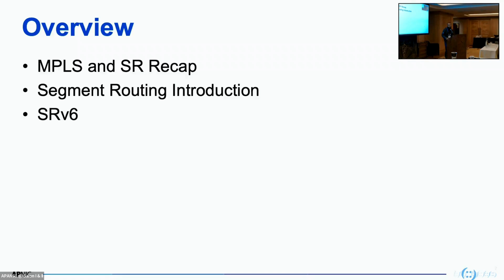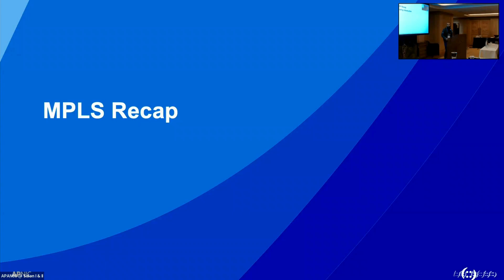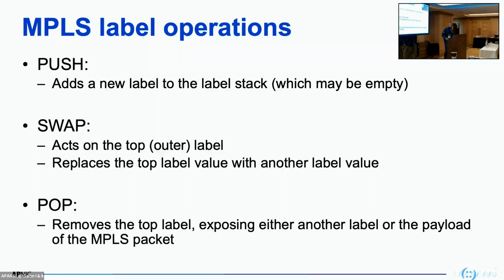So I'll do some recap on MPLS and segment routing, and then how segment routing can be done with the IPv6 data plane, not underlay, actually. Okay, so MPLS recap. I'll try to make it simple so you can get the points. Then I'm going to skip many things. So in MPLS we have.